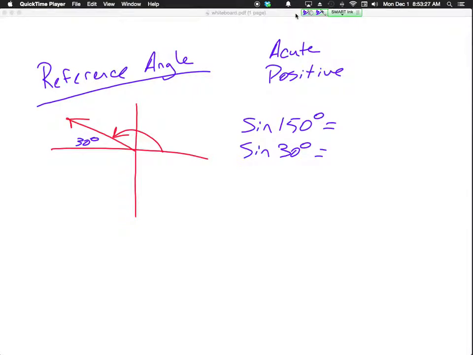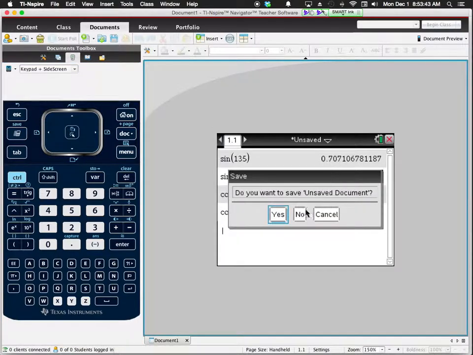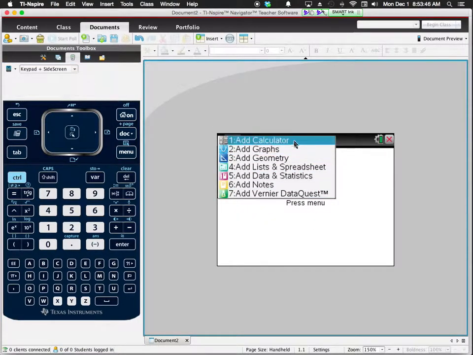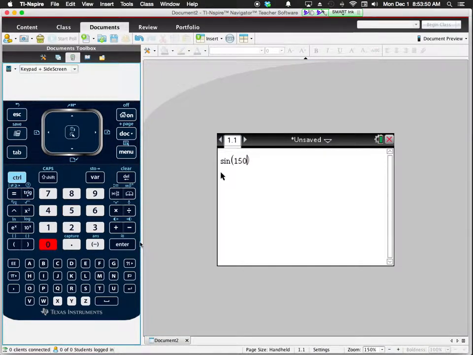So I go to my calculator. There we go. All right, I'm gonna go to my calculator, and I'm gonna put both of those in there. So I'm gonna do sine of 150, and I'm going to do sine of 30. And we should notice something. What do we notice? We get the same value.